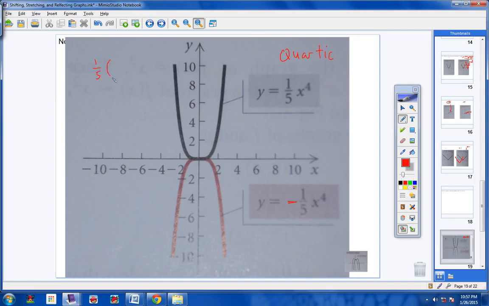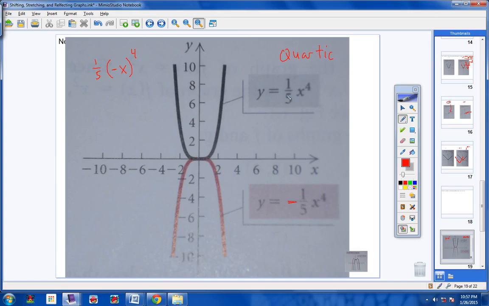1/5 parentheses negative x, close your parentheses, and then put a 4, okay? So a negative sign is going to reflect the graph. It's either going to reflect it in the x-axis or it's going to reflect it in the y-axis, okay? Now, do you see this? This is when the negative sign is applied directly to the x. Do you see the difference between this and this?